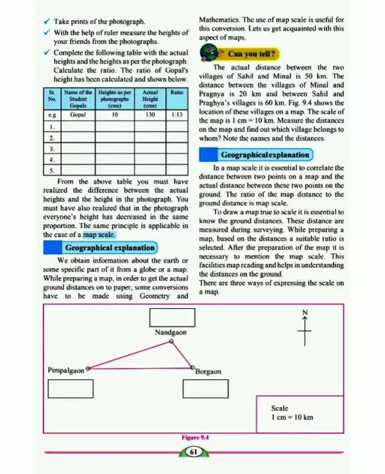Geographical explanation. We obtain information about the earth or some specific part of it from a globe or map. While preparing a map, in order to get the actual ground distance onto paper, some conversions have to be made using geometry and mathematics. The use of map scale is useful for this conversion. Let us get acquainted with the aspects of a map, right? Whenever you want to find something on a map related to any country or any place, what do you do? You search it on the map.